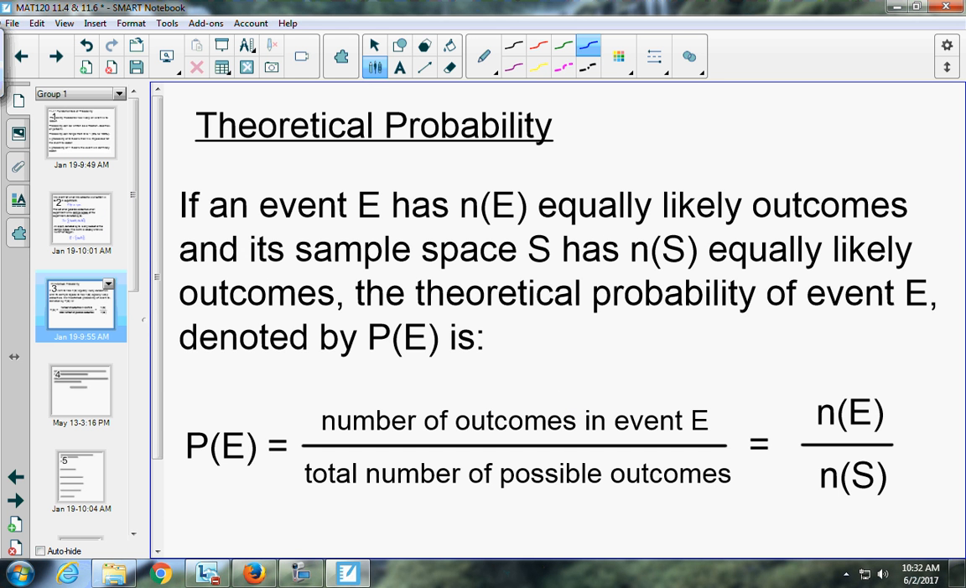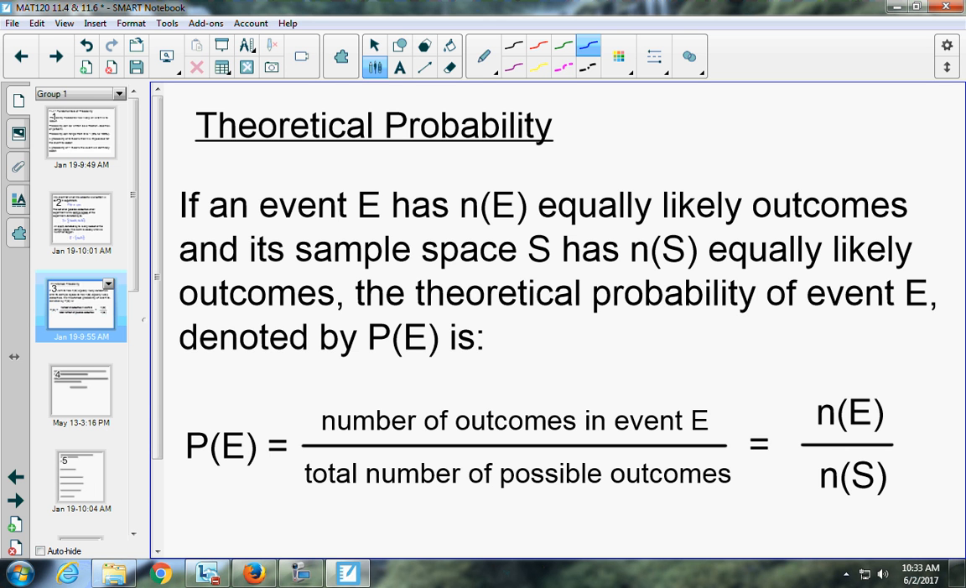When we are trying to calculate our theoretical probability, we use this definition. If an event E has n of E equally likely outcomes, and its sample space S has n of S equally likely outcomes, then the theoretical probability of event E, denoted by P parentheses E, is the number of outcomes in the event E over the total number of possible outcomes.